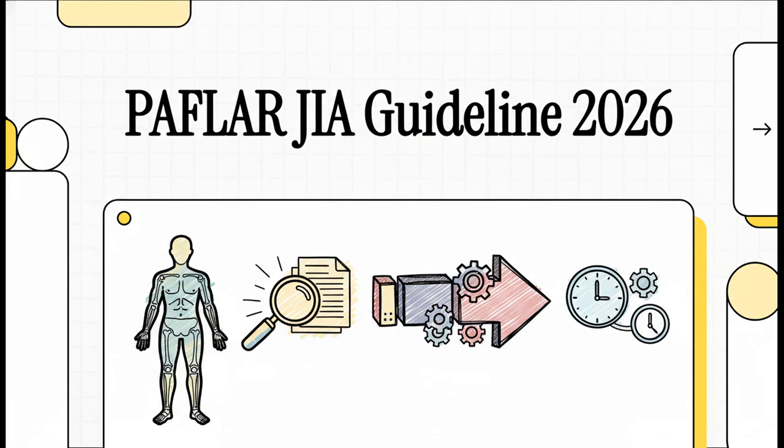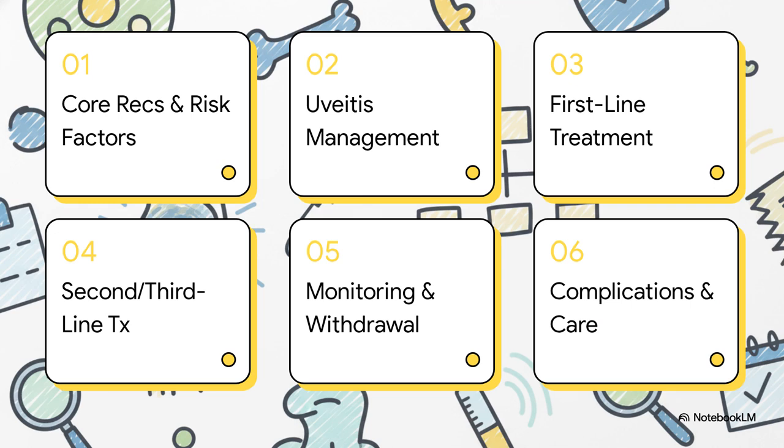All right, let's begin. This is a high-density review of the 2026 PAFLR Clinical Practice Guideline for Managing Oligoarticular Juvenile Idiopathic Arthritis. We will focus exclusively on core updates for immediate clinical application. Here's our agenda. We'll start with the core recommendations and the crucial risk factors. Then, we'll cover uveitis screening and management.